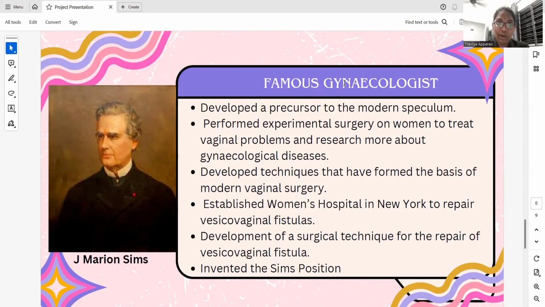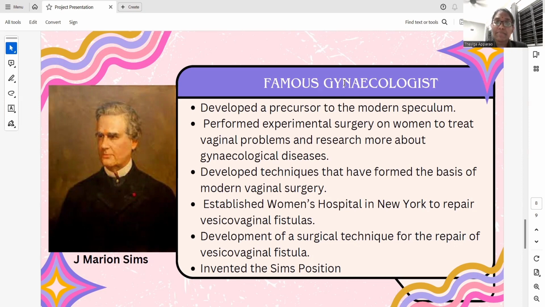The famous gynecologist that I discovered is Dr. James Marion Sims. Dr. James Marion Sims was an American physician in the field of surgery, and he is known as the father of gynecology. Dr. Sims developed a precursor to the modern speculum using a pewter spoon and strategically placed mirror to check the vagina.